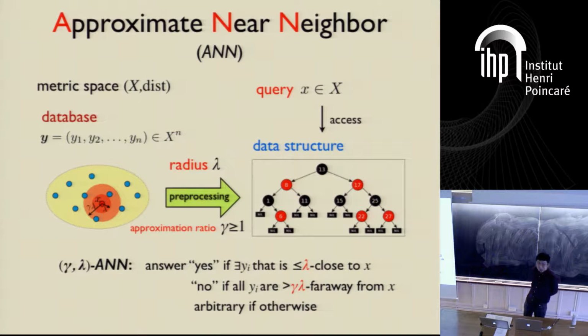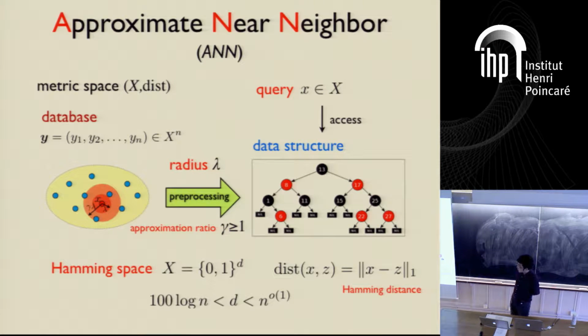So for this problem, we are actually querying with two balls in the metric space around the query point x. So we want to distinguish the case where there is a data point lying within this smaller ball of radius lambda from the case where all data points lie outside the bigger ball of radius gamma lambda. Okay, for any cases between them, the answer can be arbitrary.